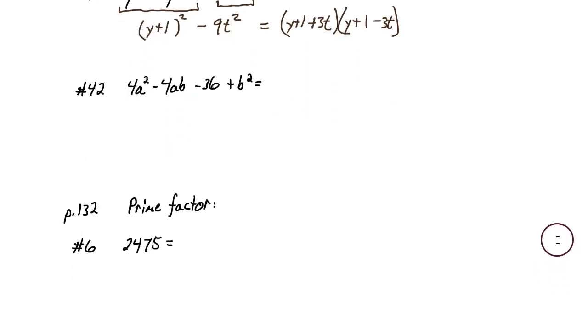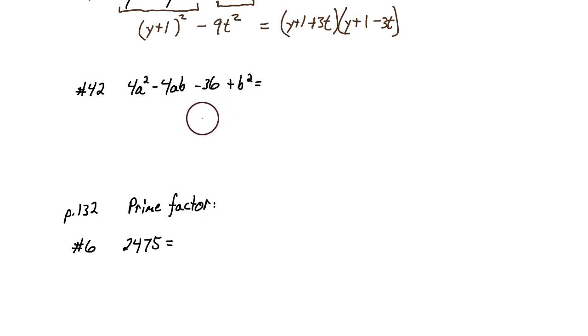Number 42 has 4 terms, so I'm automatically thinking about grouping. If we group just the first two together, there is a GCF of 4a, and that would leave a minus b. But how are you going to factor this thing so it has anything with a's in it so that you get something in common? You can't. So grouping it like that is not going to accomplish anything. Let's group it in a different way.